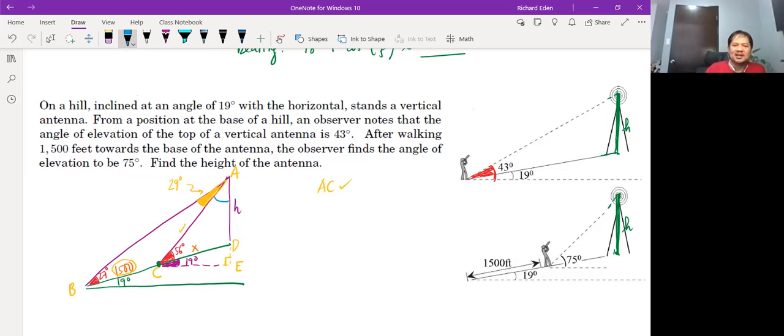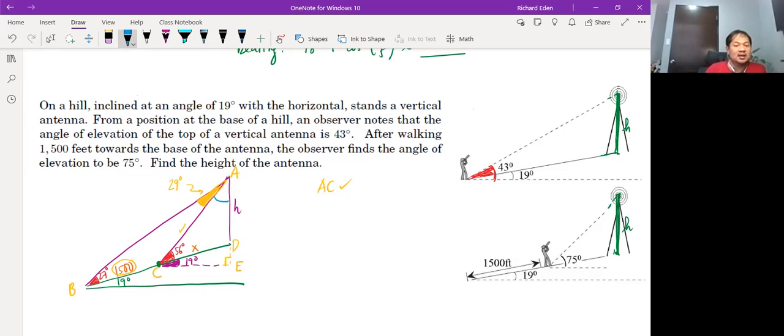What's the blue angle? We can find AB, right? From AB, yes, we can find AB, and we know 43 degrees is one of its angles. And we know that there's 90 degrees. So we can calculate BAE.